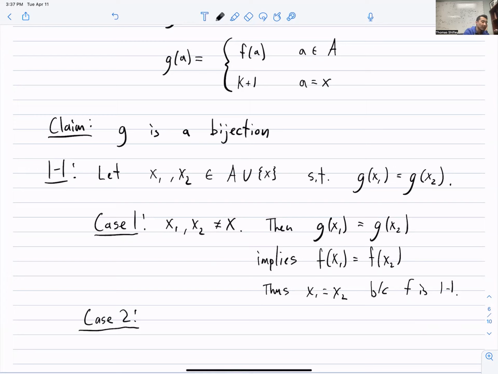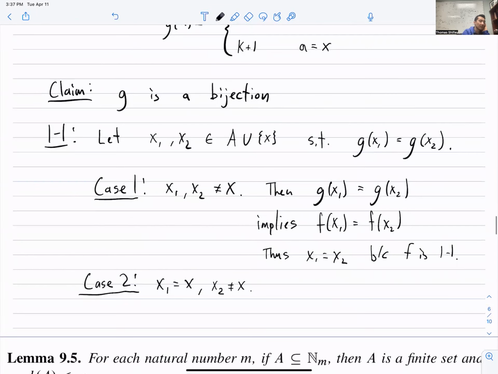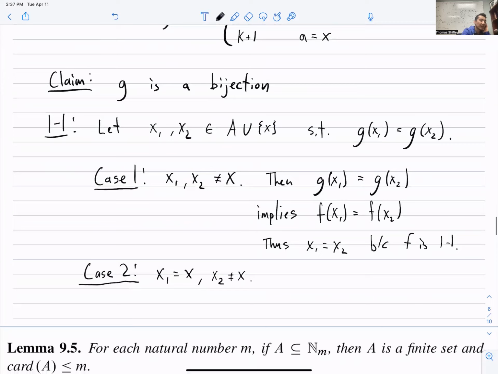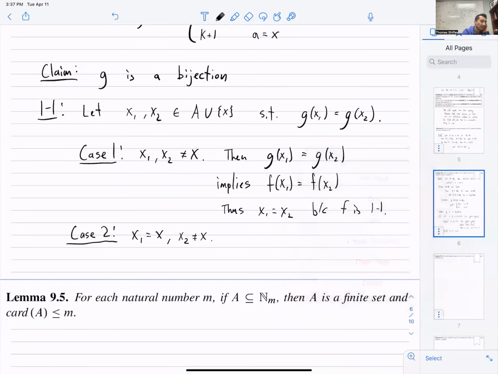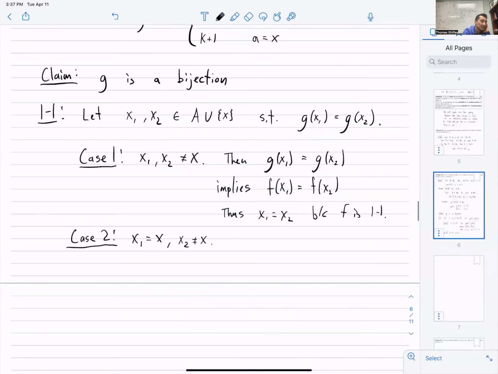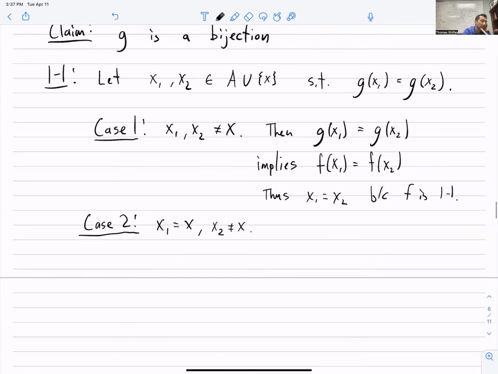The other case is that one of them is equal to X. Let's just call it X1. So X1 is equal to X, and then X2 is not equal to X, because we're assuming that they're different. So what do we get here? Let me add a page. X1 is equal to X, X2 is not equal to X, and we have G of X1 equals G of X2.